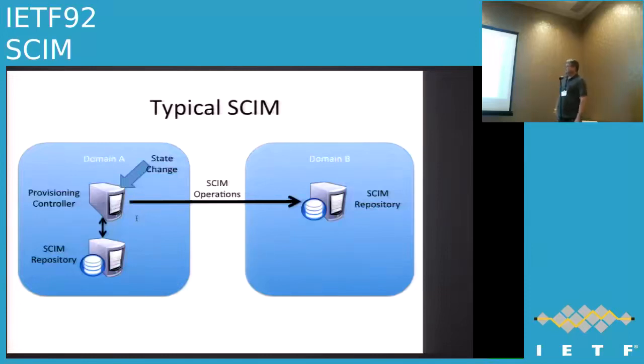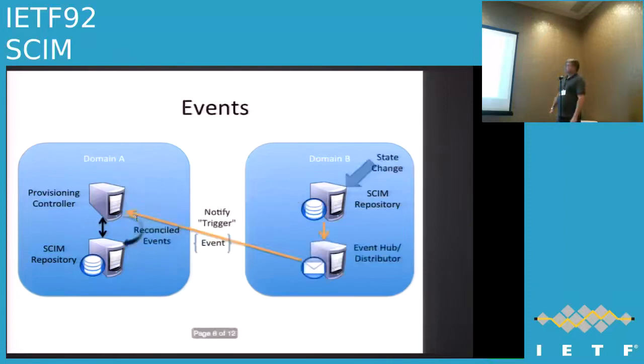So typical SCIM, on the left, a state change or a trigger occurs, and the provisioning system says, okay, I need to update my local repository, and I need to update the other domain, and so forth. That's the normal SCIM flow. Next slide.